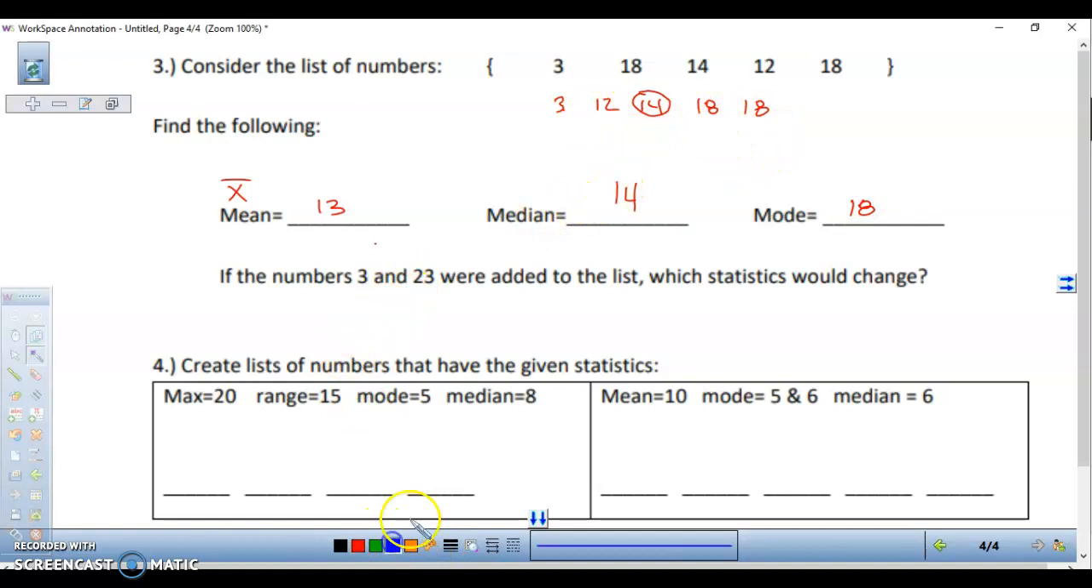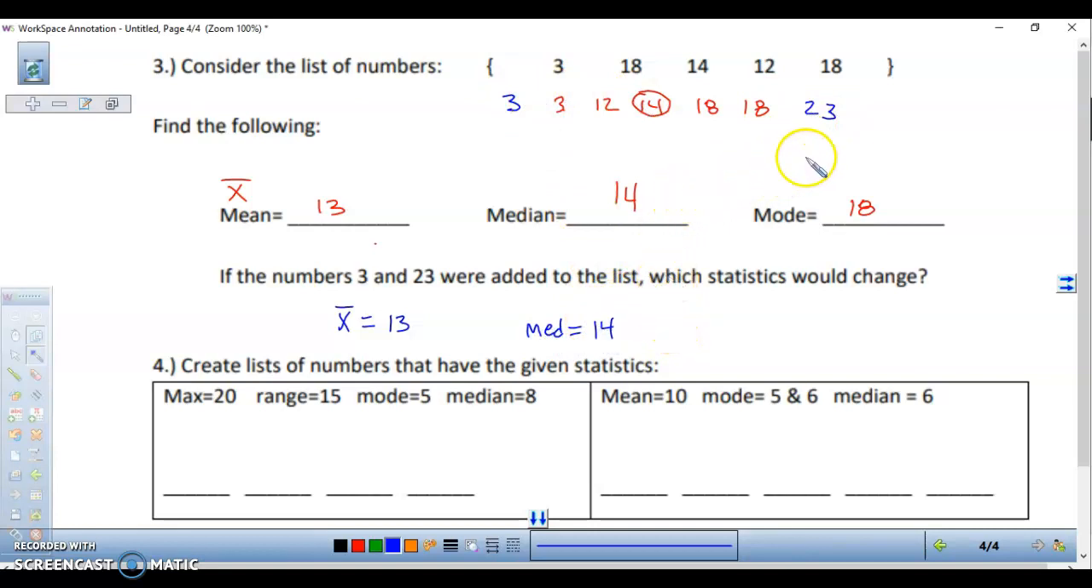All right, the next question says, suppose you add the numbers 3 and 23 to this data set. Which values will change? So which statistics will change? First of all, when I calculate the average again, adding up all these numbers, including the new 3 and the new 23, the average or the mean is still 13. So the mean does not change. Next, the median. The median is still 14 because it's still the number in the middle. I add a number in the beginning and a number at the end, so 14 is still the median.